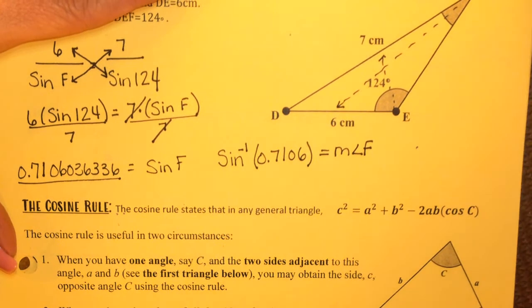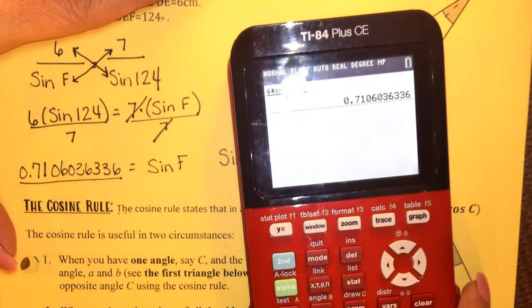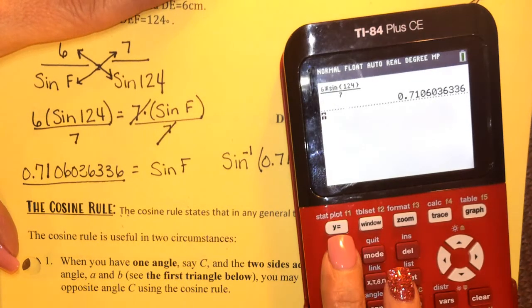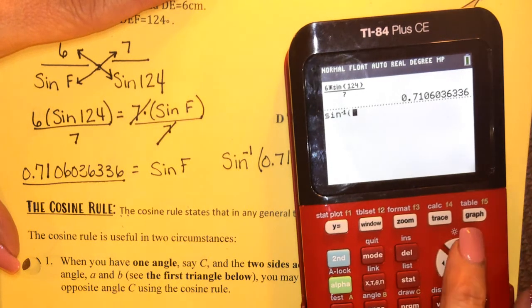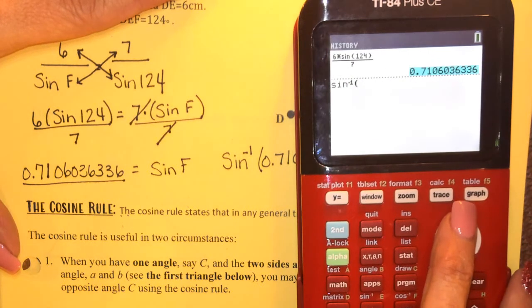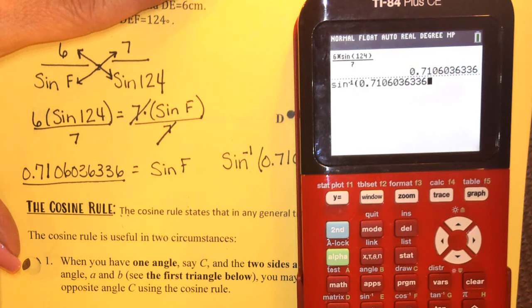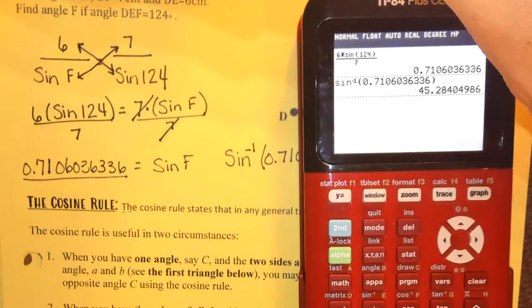But what I'm going to do in my calculator, I'm going to say second sine, and that puts the inverse. I'm going to use my mouse pad, and I'm going to go up so that it highlights that in blue, and I'm going to hit enter so it copies it down, put parentheses around it, and then hit enter. So it's 45.28 degrees. Oh, I forgot to turn my page.